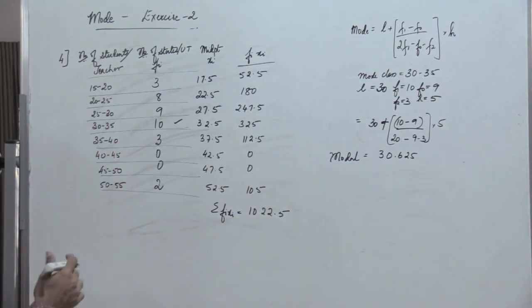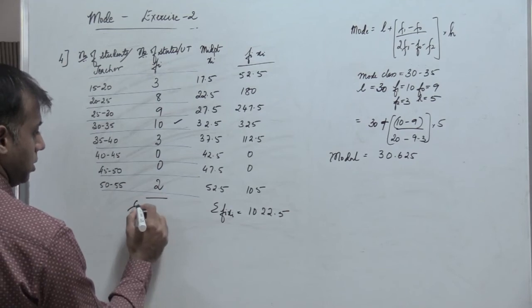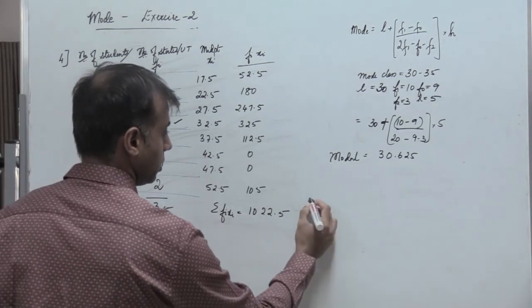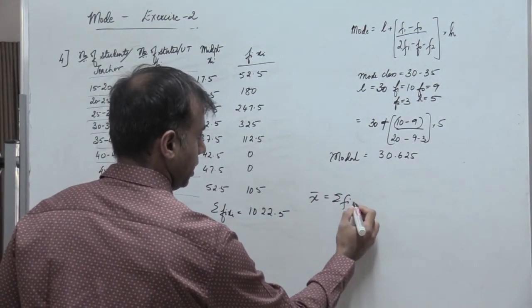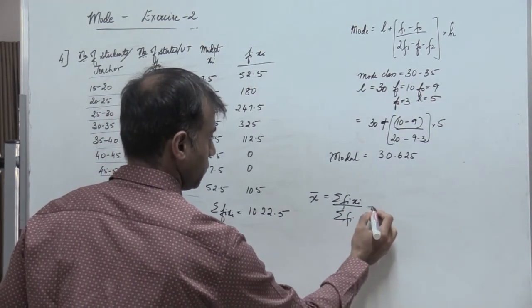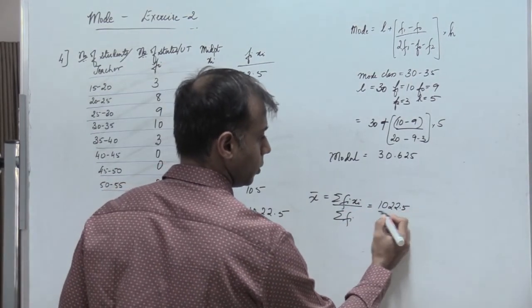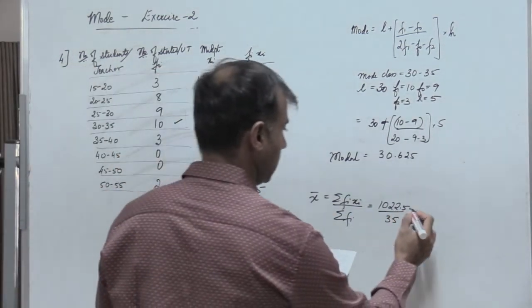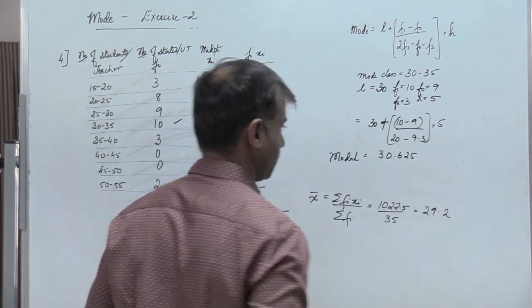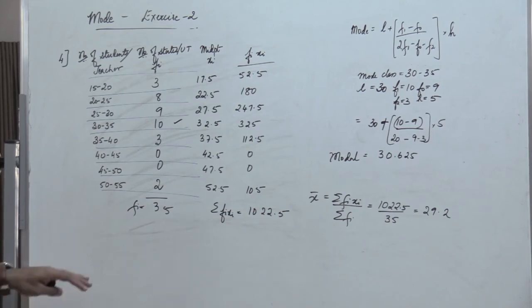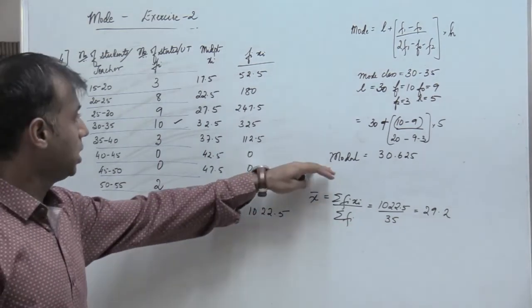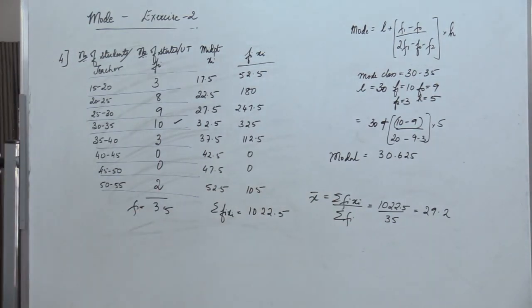Right? And then we also need to find the sum of fi, the total number of states or union territories, which is 35. So divide fi xi by fi, which is 1022.5 divided by 35. So we get the mean. So the mean value we get is 29.2. Right? So the mean student teacher ratio is 29.2, and the modal value is 30.625, and both the values are approximately the same, they're very close by.